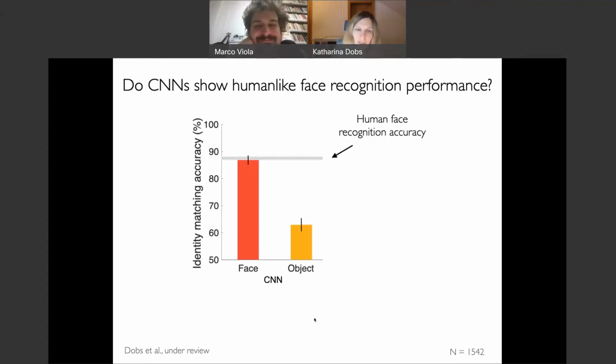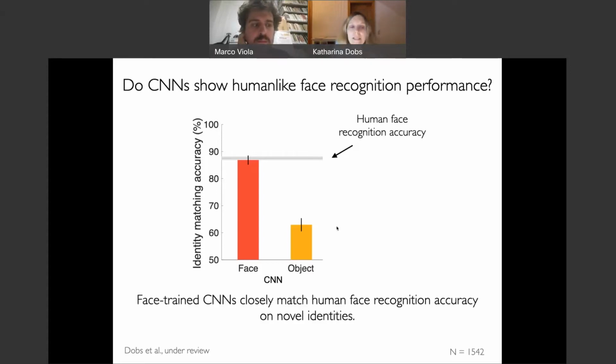It's important to mention here that it is above chance level. Chance level would be 50% in this task, but the performance is much lower than the face CNN, and it doesn't get anywhere near human performance either. So face-trained CNNs closely match human face recognition accuracy on novel identities. That's important: all the identities that we used in the experiment were novel to the CNN, and we also made sure that they were unfamiliar to the human subjects.